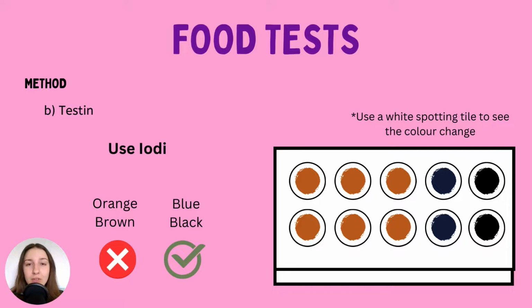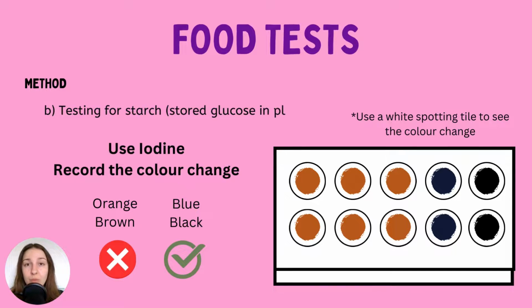Okay, so now we're moving on to another one. If we're testing for starch, now I know this wasn't necessarily in the aim, but this is something you would probably do in your biology lessons as well. So I've fed it in through here. Remember, starch is a form of stored glucose in plants. So you're going to find a lot of starch in very high carbohydrate dense foods, maybe some breads, some pastas, biscuits, vegetables, that kind of thing.